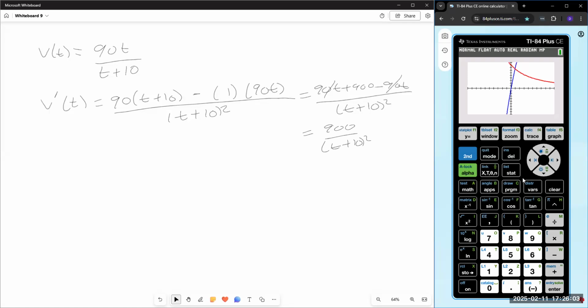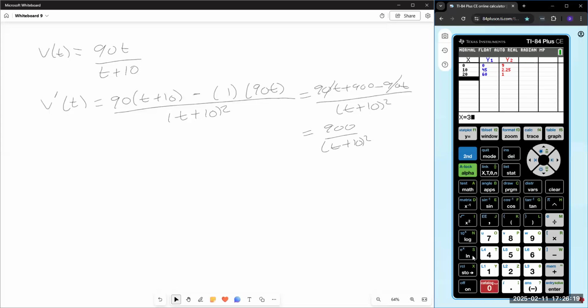And they want us to make a chart, a table here of the different values at 10-second intervals. So 0, 10, 20, 30, 40, 50, and then 60. Okay. So I'm going to round any of my velocities here to the nearest tenth, and any of my accelerations I'm going to round to the nearest hundredth.